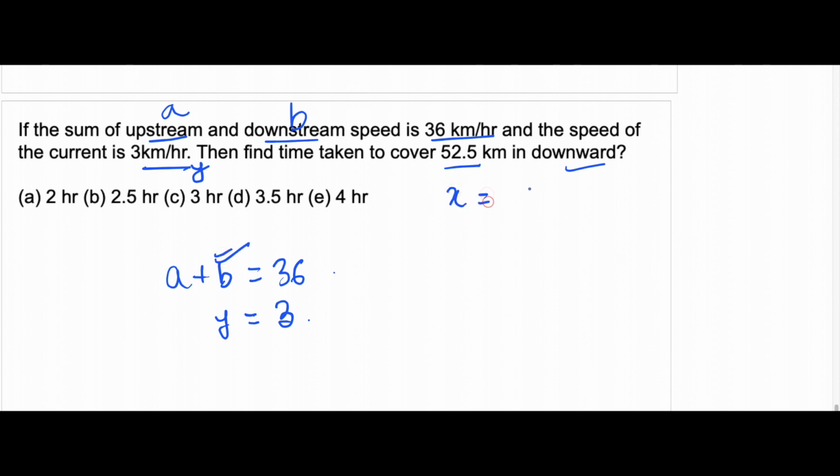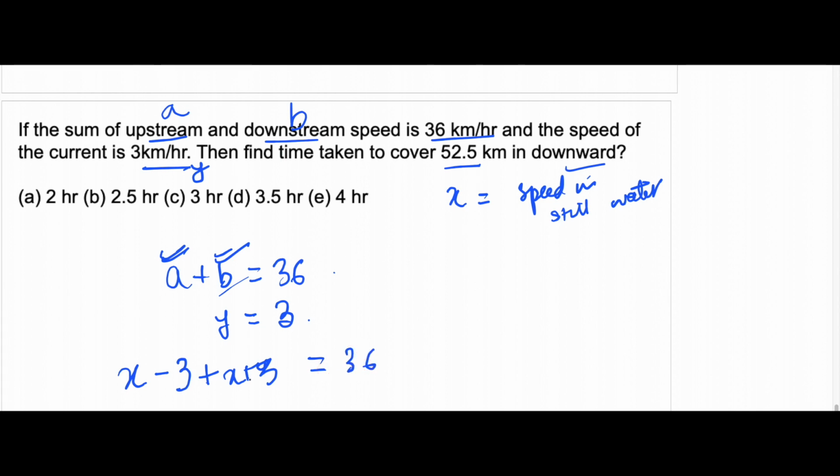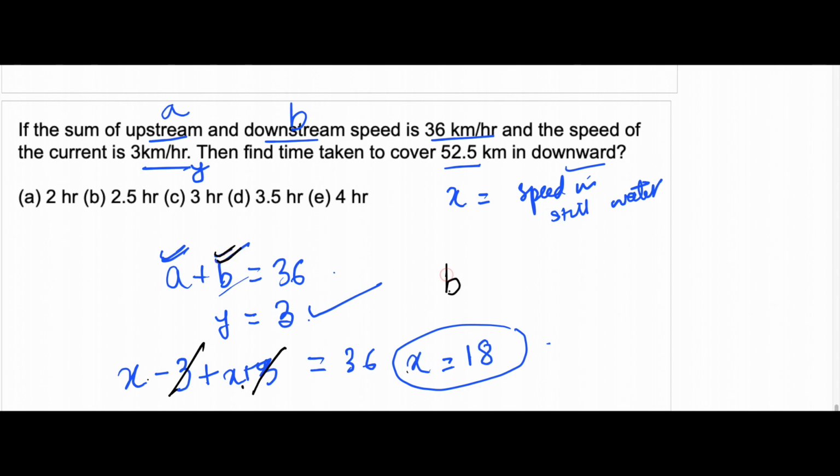So let x be the speed in still water. Okay, x plus y. Y is 3, and upstream speed is x minus y. Y is 3. X minus 3 plus x plus 3 is equal to 36. Now we can cancel this plus 3 and minus 3. So 2x equals 36. So x is equal to 18. Y is equal to 3. So what is the downstream speed? Downstream speed, that is B. B is equal to 18 plus 3, that is 21.